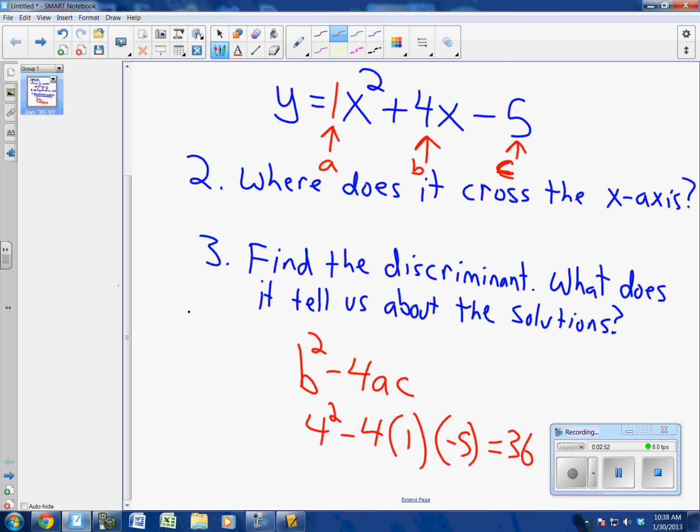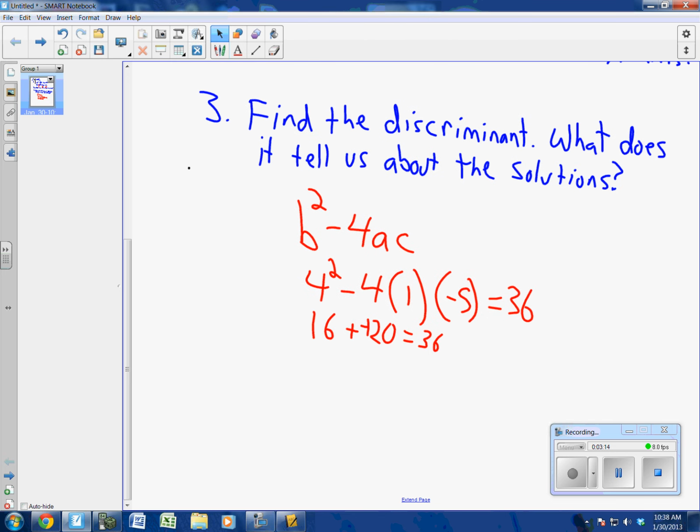All right, now, I'm going to add one more question to this bell work. Well, 4 squared is 16. And 4 times 1 times -5 is a -20. What happens when you minus a negative number? You add, right? 16 plus 20 is 36. Got it? Okay, I'm going to add one question to this.